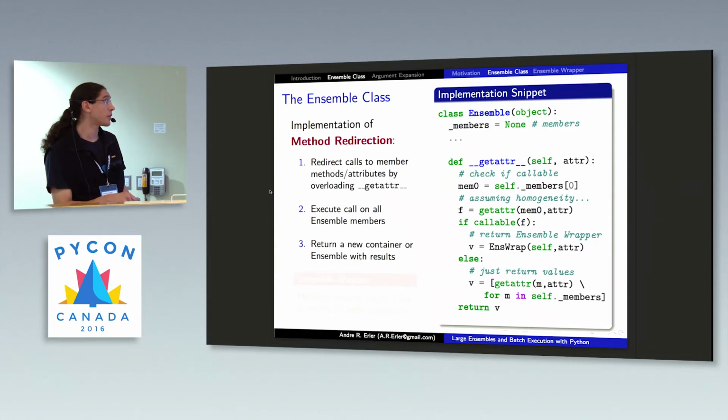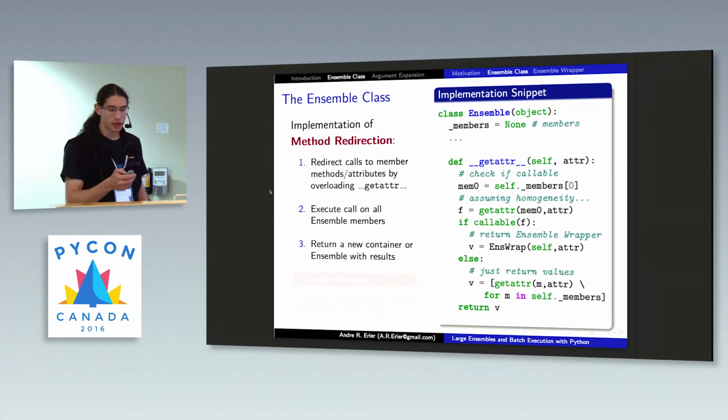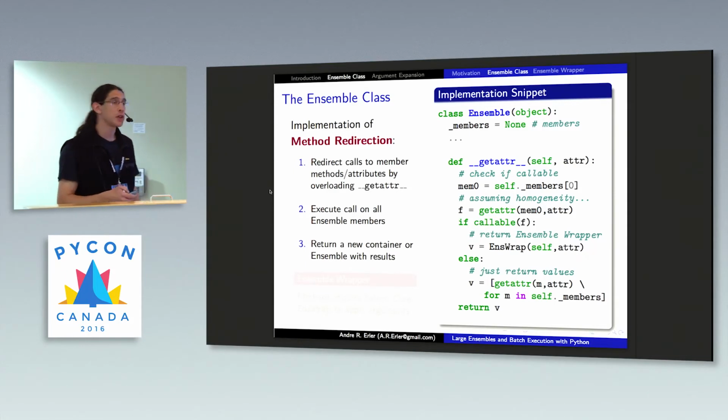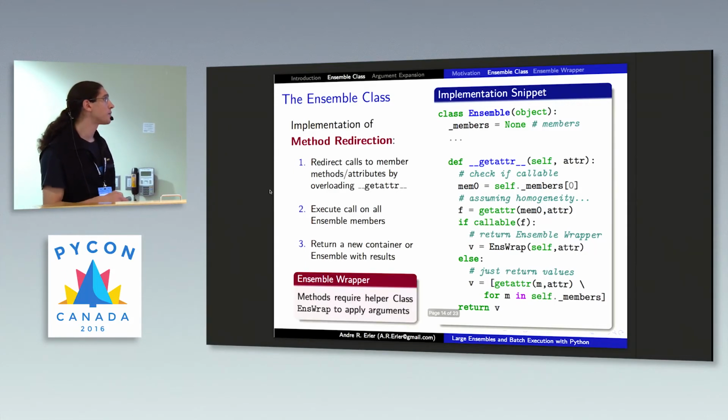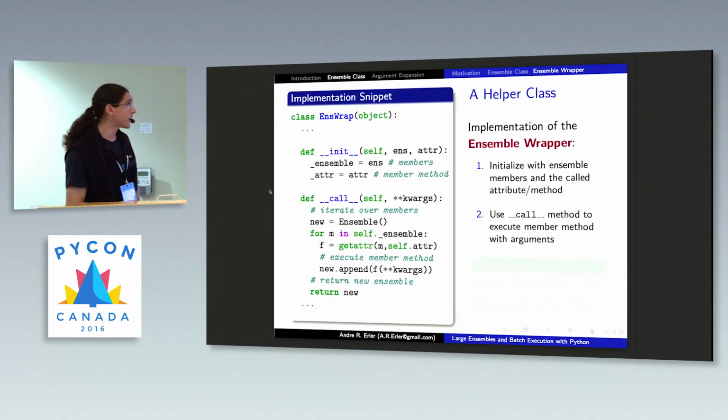checking if it is a method or an attribute. If it's an attribute, it's very easy. You just get the attribute, collect it into a list, and then return it to a new ensemble. That's very trivial. If it is a callable function, it's more difficult, because then we have to deal with the arguments of that function. And for that, we need a wrapper class. And this needs to be implemented separately. It's sort of a helper class.